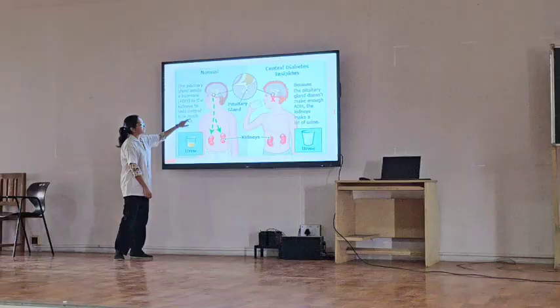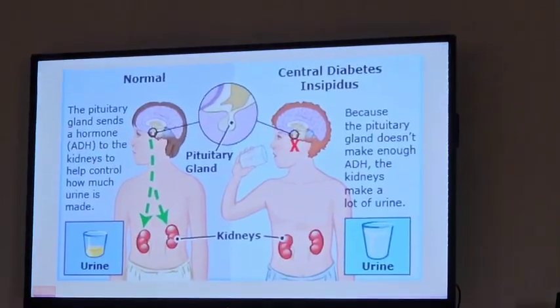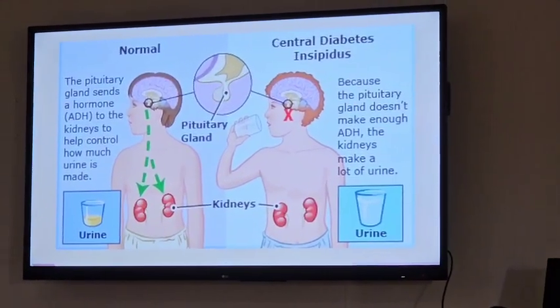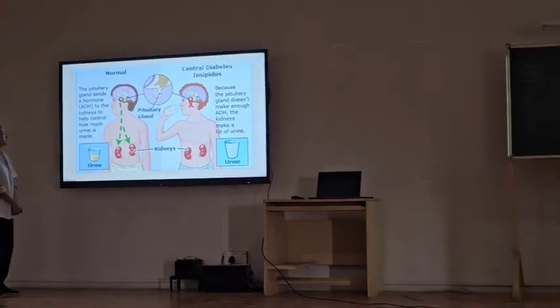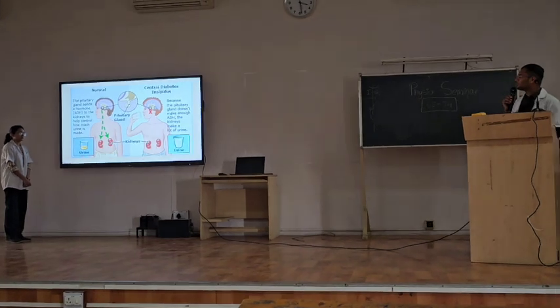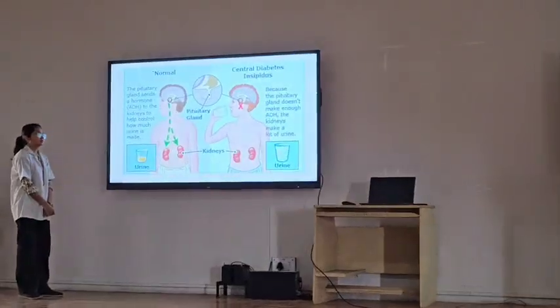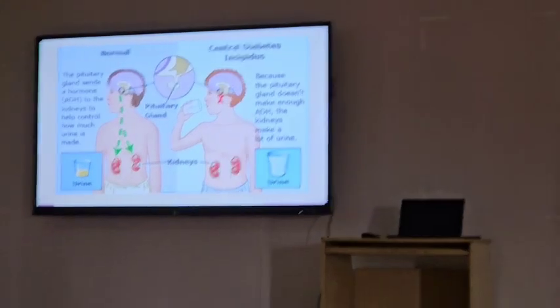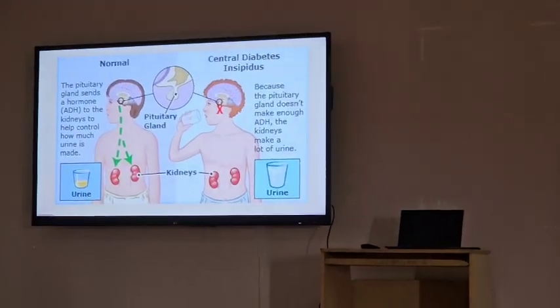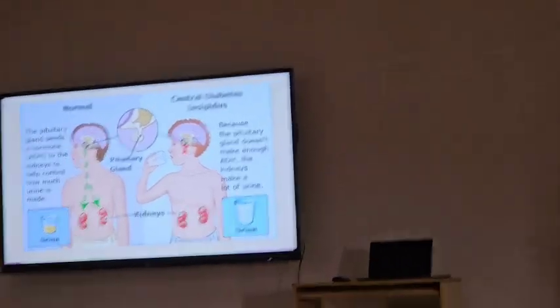Now, this is the diagram of a normal person and central diabetic patients. In a normal person, the posterior pituitary sends the hormone ADH to the kidney to help control how much urine is synthesized. In central diabetic patients, the posterior pituitary does not make enough ADH, so the kidney makes a lot of urine.